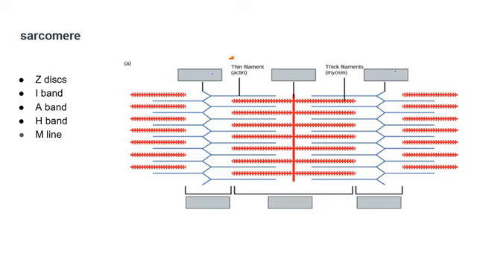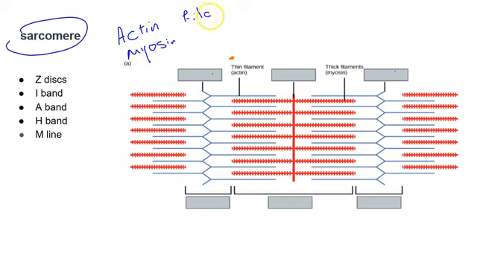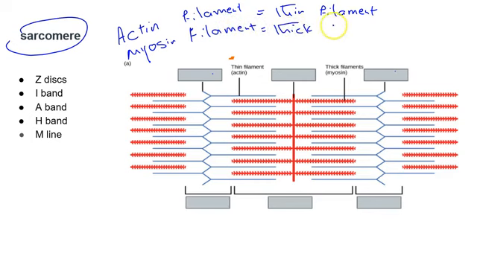The first part is about skeletal muscle physiology, and let's start with the sarcomere. Sarcomere is the functional unit of a muscle fiber. It is made up of repeating sections of actin and myosin filament. Actin filament is also called thin filament, and myosin filament is also called thick filament.